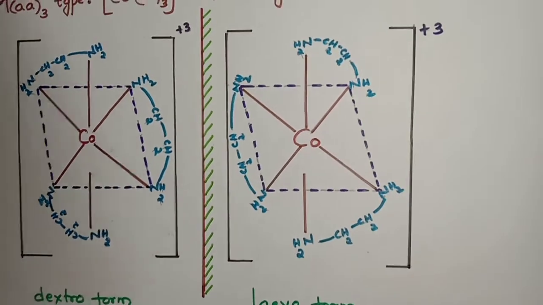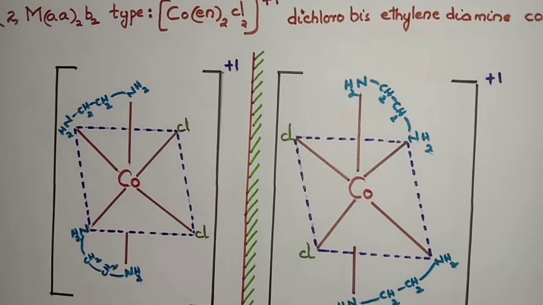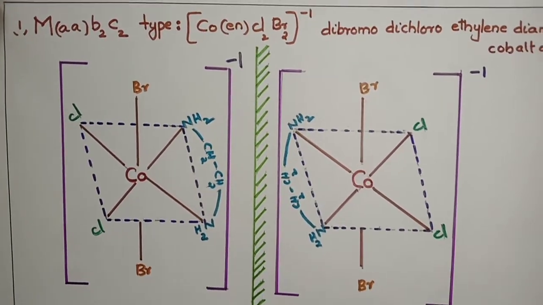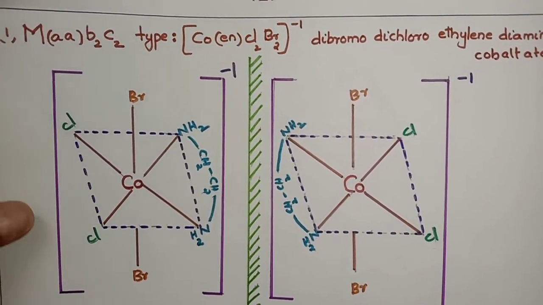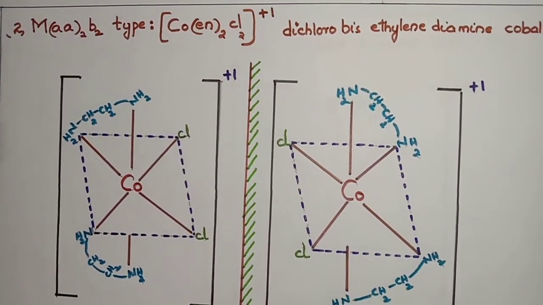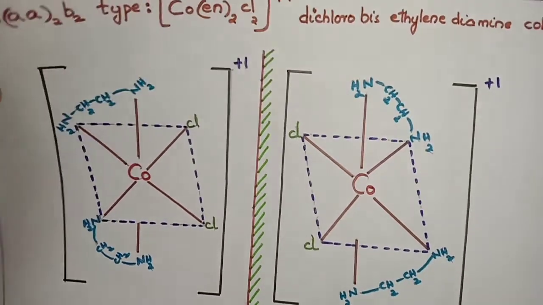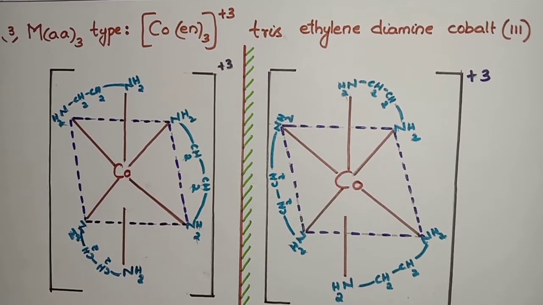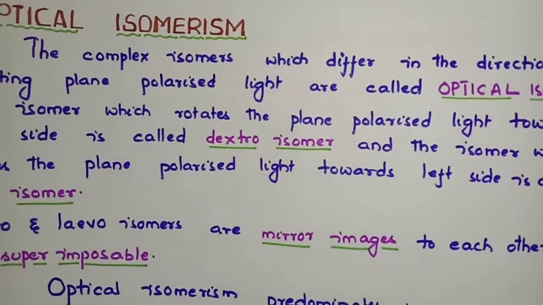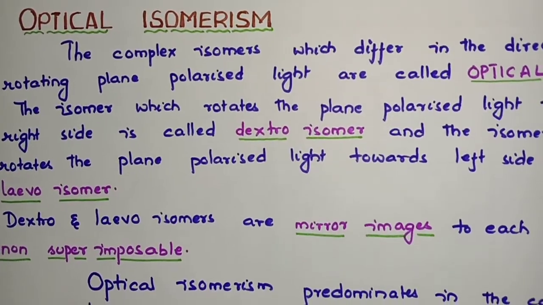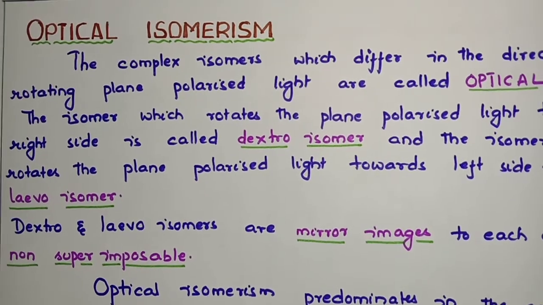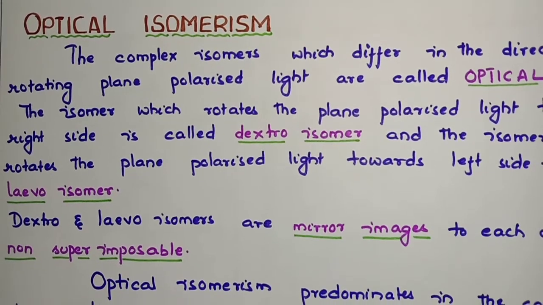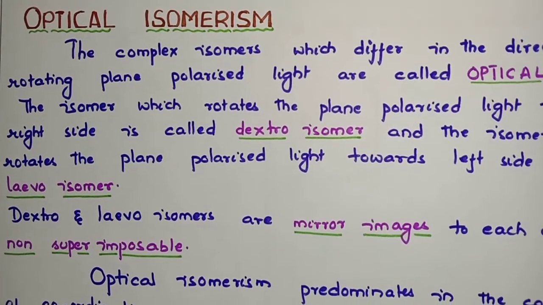Okay, so these are all the 3 types of complexes which show optical isomerism. Okay, students, look here. This is the first type, that is M(AA)B2C2 type, and the second one is M(AA)2B2 type, and the third one is M(AA)3 type. So this is all about optical isomerism, which comes under stereoisomerism. This is the second type of stereoisomerism. Okay, students, so I hope you all understood this, and I hope I made it clear and easy for you.